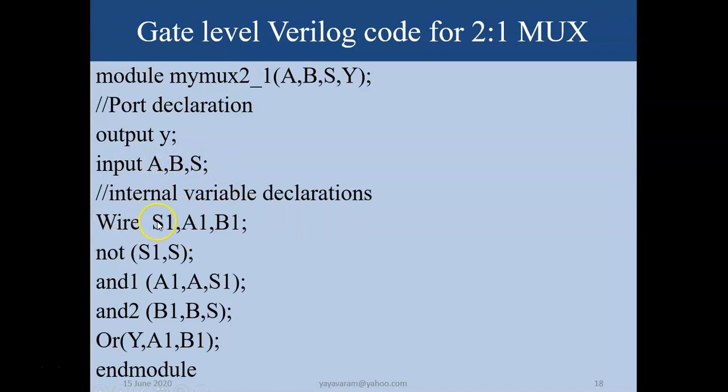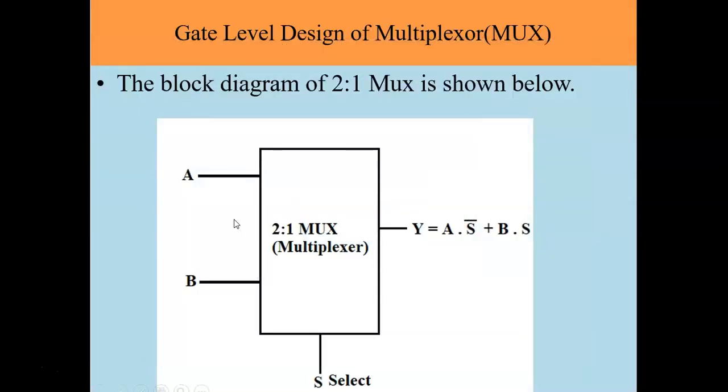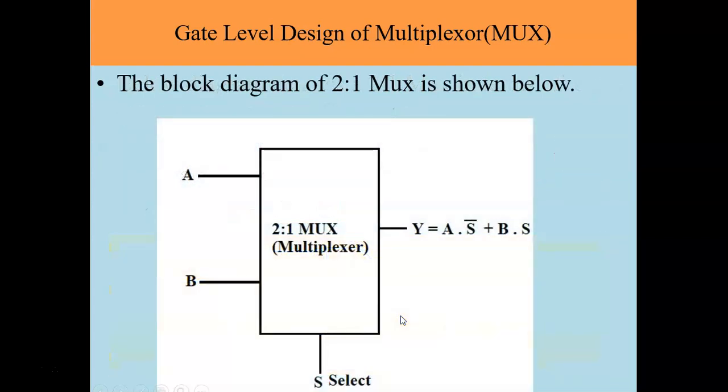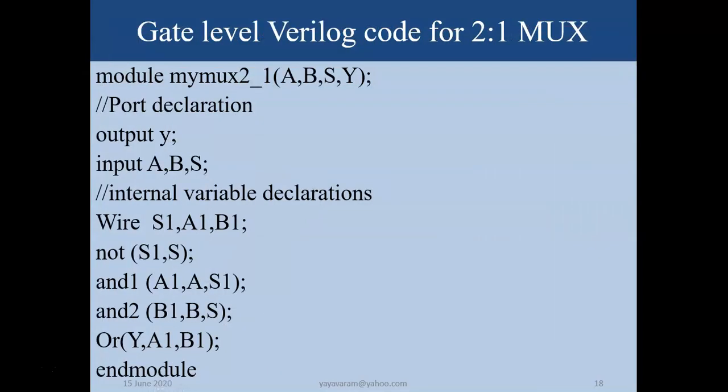Remember wire: that is S1, A1, B1. These are all intermediate signals. You can see S1, A1, B1. They are not direct inputs, so they are all intermediate. That's why we declare wire S1, A1, B1.